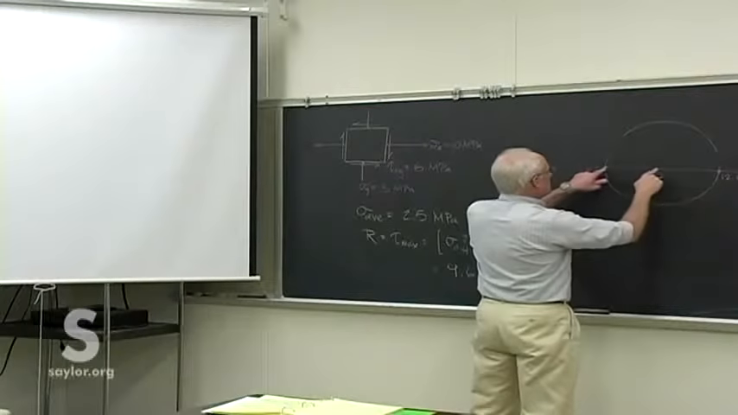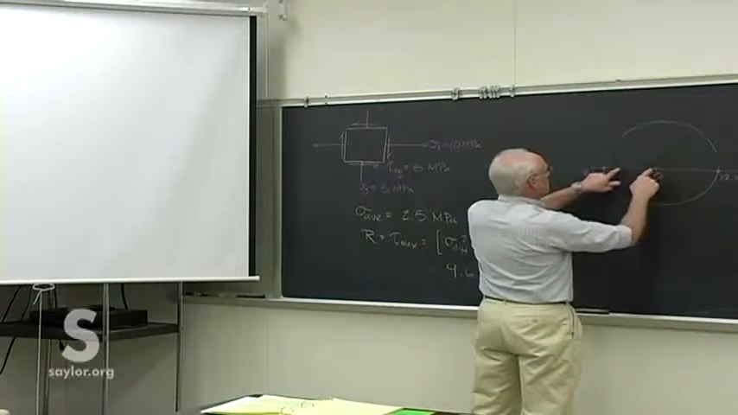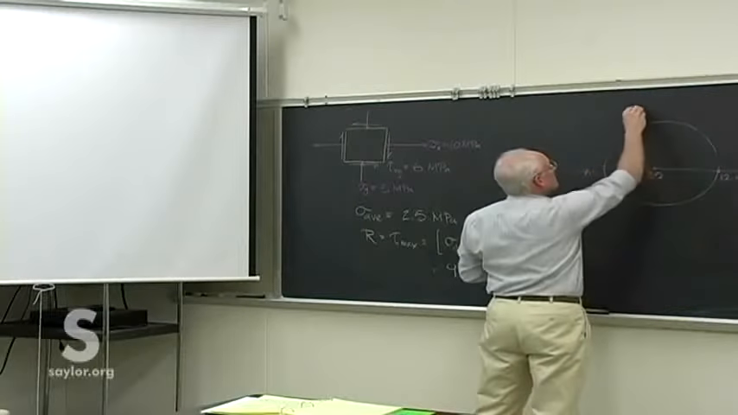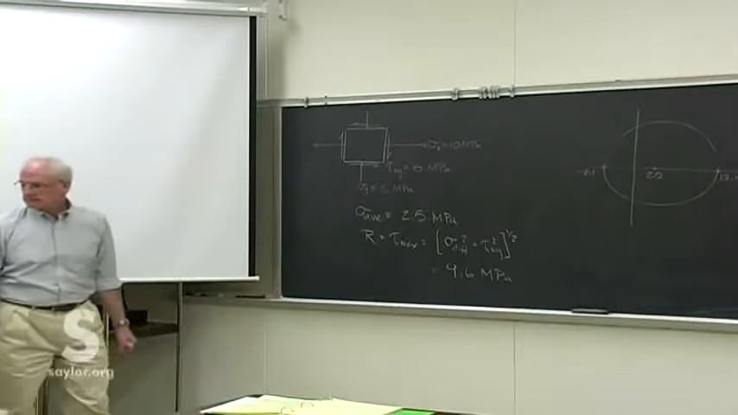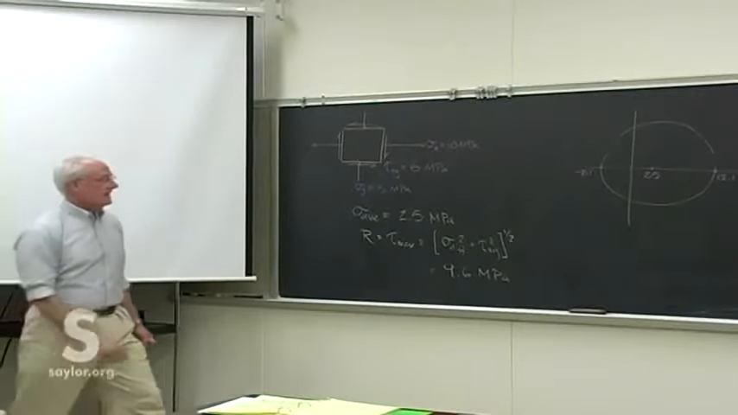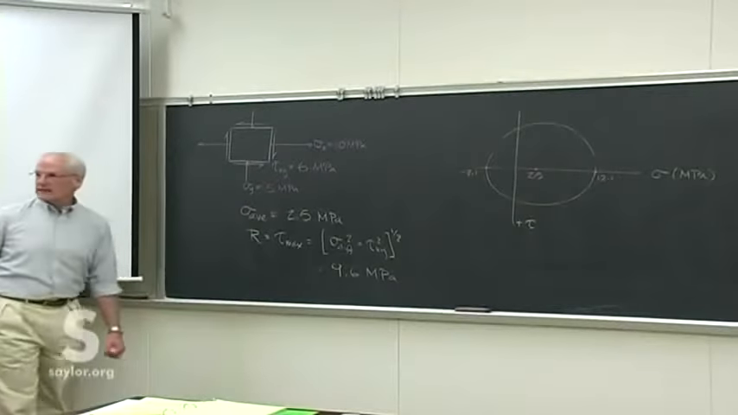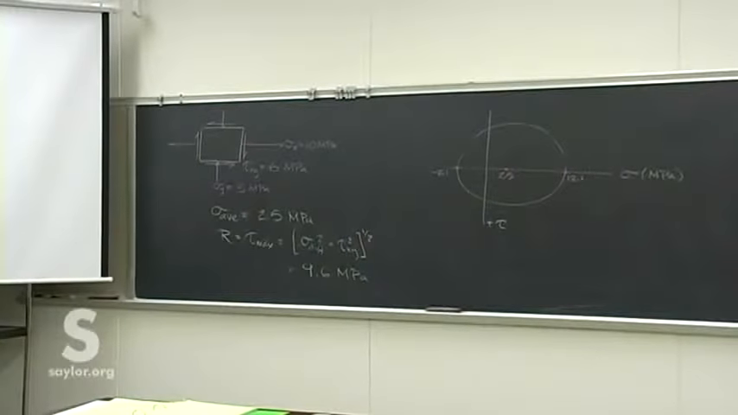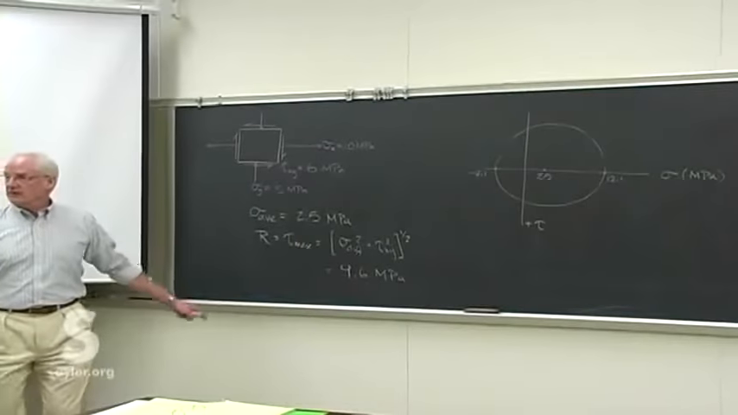So that's 9.6, and we want the 0 point between there. That's 9.6, and so that's 2.5. So the vertical axis would fall right about there, and that, remember, is an upside down shear stress axis. So now we know what the maximum shear stress would be. However, we don't know at what angle that occurs yet. We haven't figured that out yet.